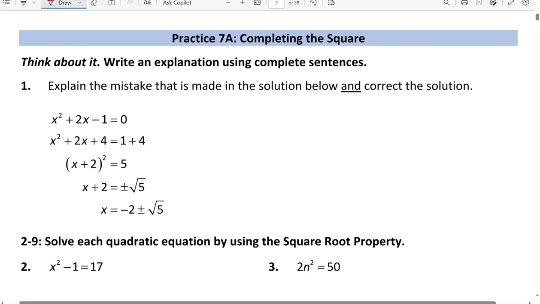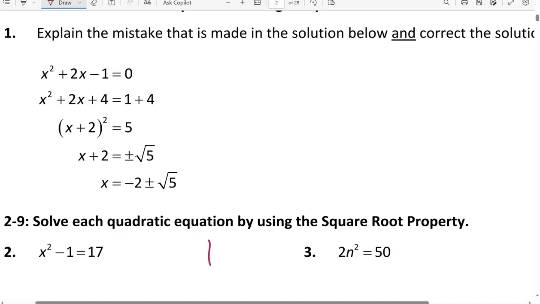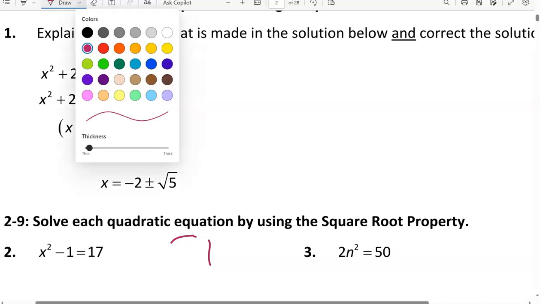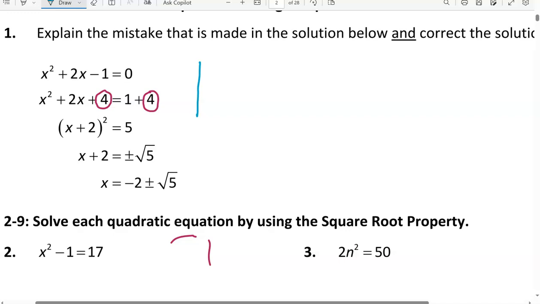This is a video walkthrough for practice 7a. In number 1, we're asked to explain the mistake and correct the solution. In our first step here, they've added 1 to both sides, which is correct, but the completing of the square is wrong. So let's draw a picture to illustrate why.